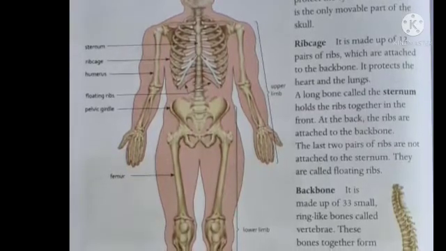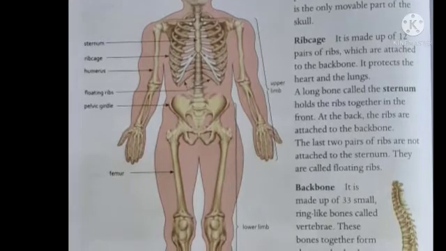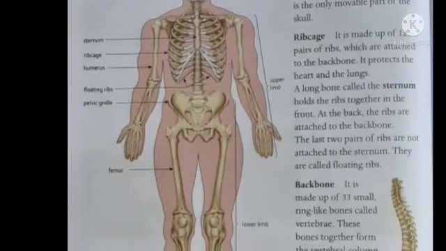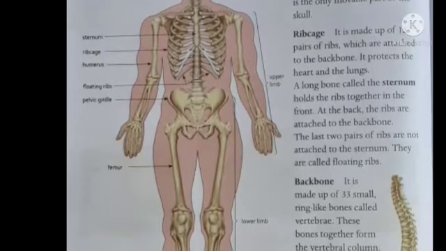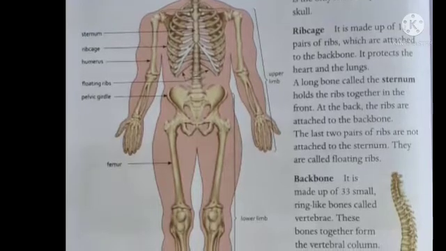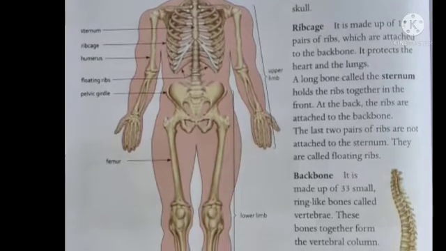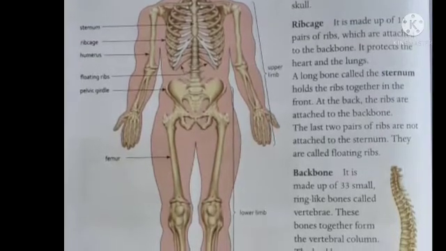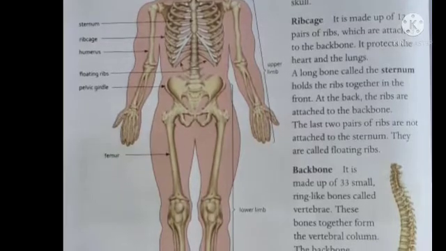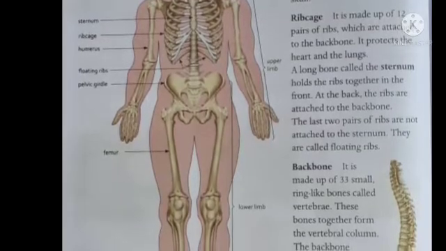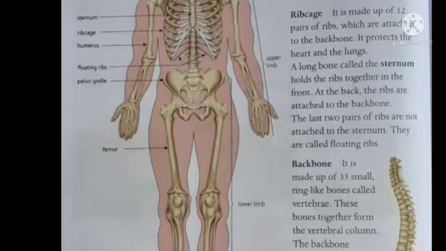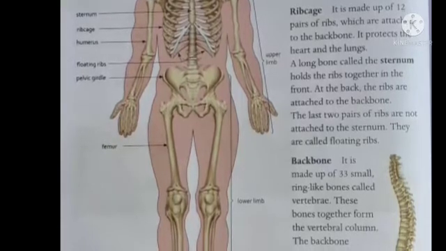Now the second one is the rib cage. As you can see in the diagram, the bones which look like a cage are known as the rib cage. It is made up of basically 12 pairs of ribs which are attached to the backbone. These are the bones which protect our heart and the lungs.